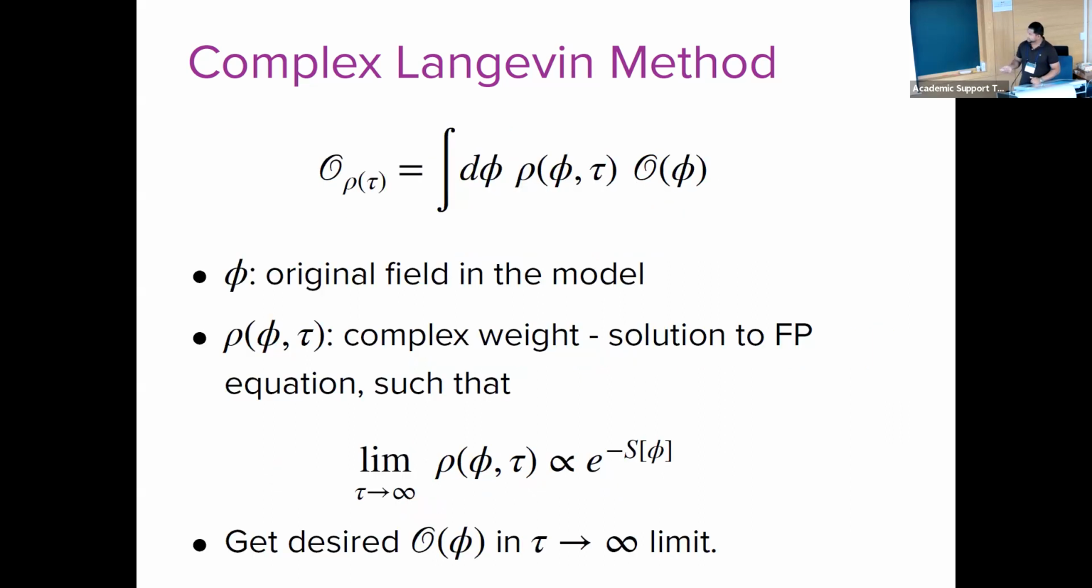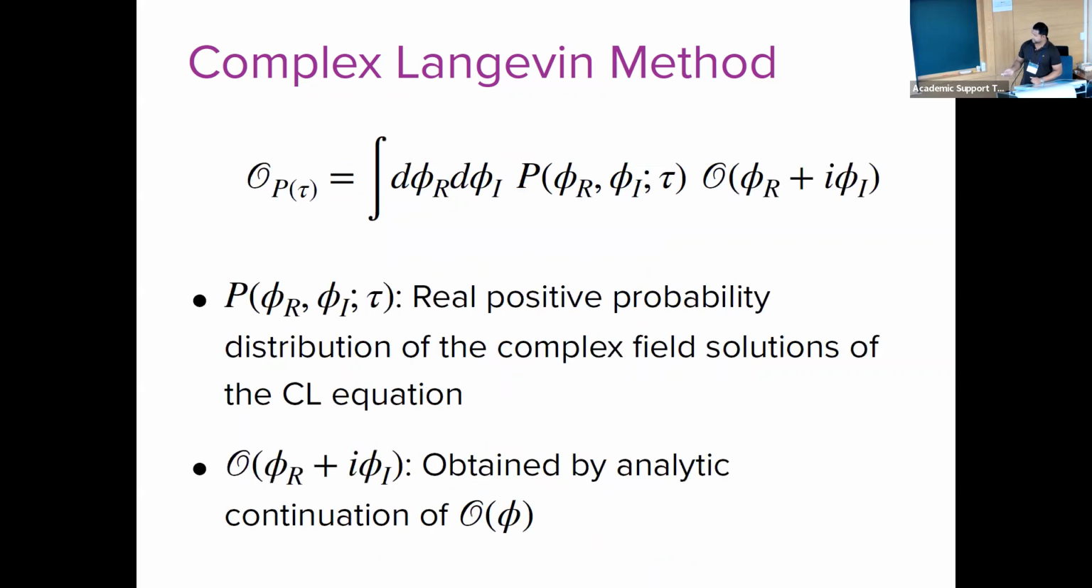Here phi is the original field in the model, and rho of phi and tau is the complex weight. It's a solution to the Fokker-Planck equation such that we get the Boltzmann weight in the large tau limit. Then the second one: P of phi real, phi imaginary is a real positive probability of the complex field. So it is happening in the complex plane, and you have a two-dimensional distribution.